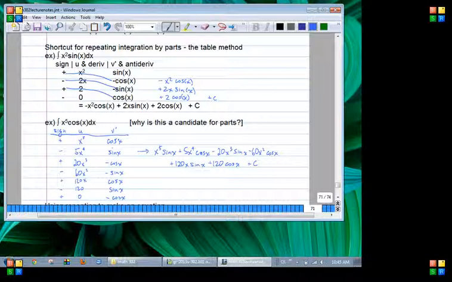So, a quick note. Notice how easy this is with the table method. Again, assuming integration by parts is the right thing to do. Notice how easy this is, especially easy with the trig.